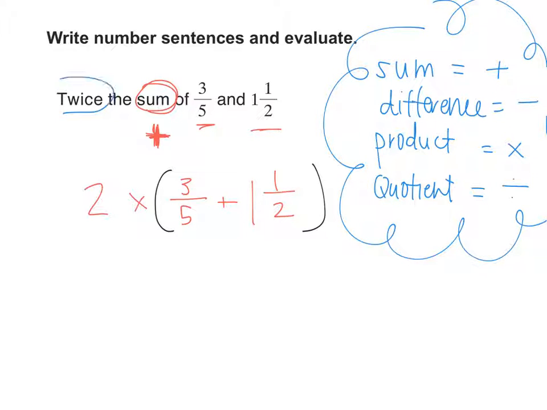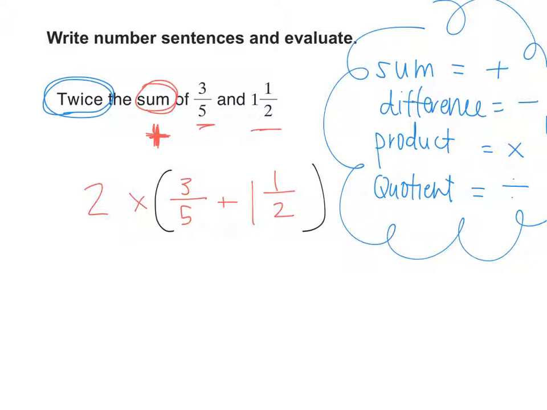Because also words like twice, if you're finding twice of something, are you multiplying? Or half, what would you be doing? Dividing, right? If you're finding a third of something, what are you doing? Dividing. If you're finding less than of something, what are you doing? If you're finding more than of something, what are you doing? Okay, so it's important to know these words, okay?